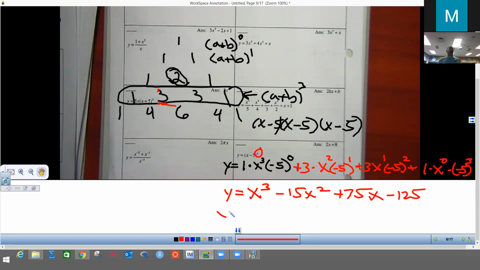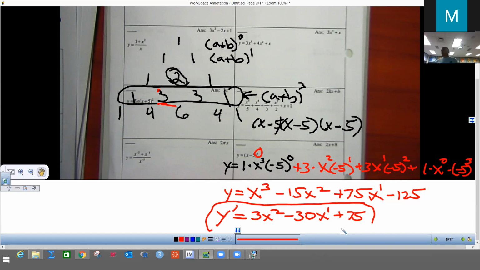Now we do the derivative. So we get the derivative of y will be 3x squared. I'm taking 3 times 1 and lower that power by 1. 2 times -15 is -30. Lower that power by 1. If you want to put a 1 there, you can. 1 times 75 is 75. Lower that power by 1. And there's a 0 times that is 0. So this is my derivative right here.